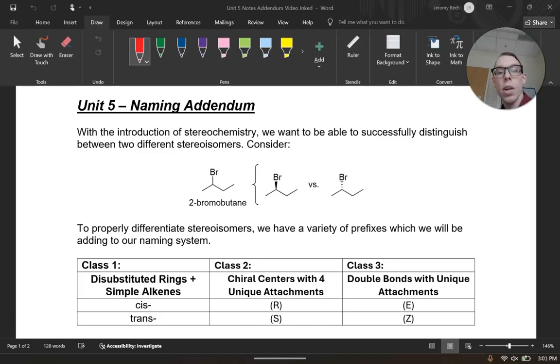And depending on if there's a wedge to a bromine or a dash to a bromine, that's going to change between your R and your S configuration, and that can have drastically different properties. So just the name of 2-bromobutane is ambiguous. It doesn't give us enough information to differentiate between the appropriate stereochemistry. So in order to differentiate between those structures, there are going to be a few extra prefixes which we can use to be able to effectively describe the entire molecule with the appropriate stereochemistry.